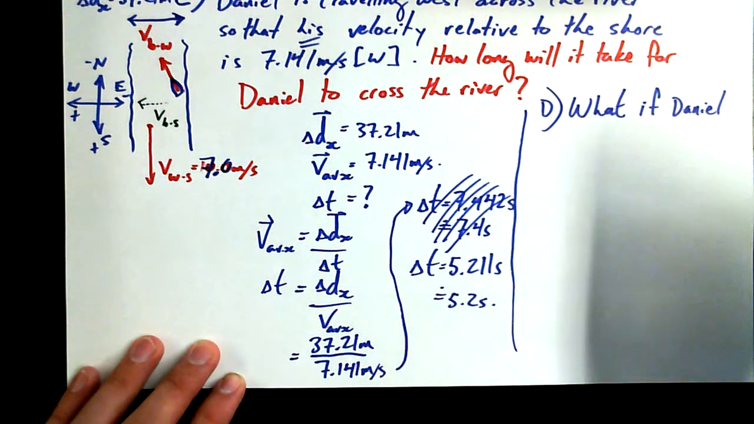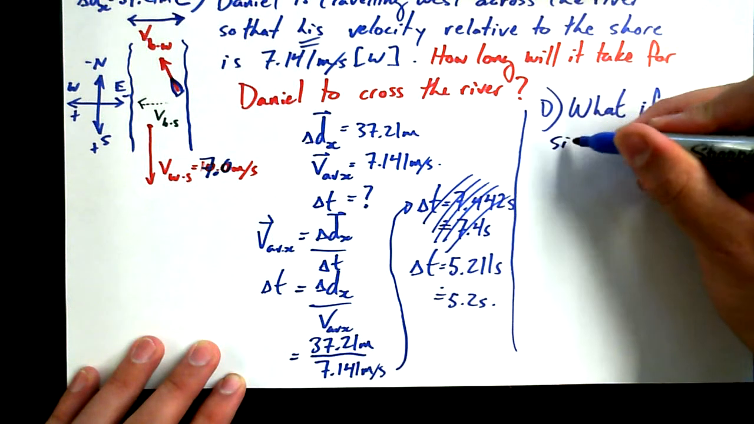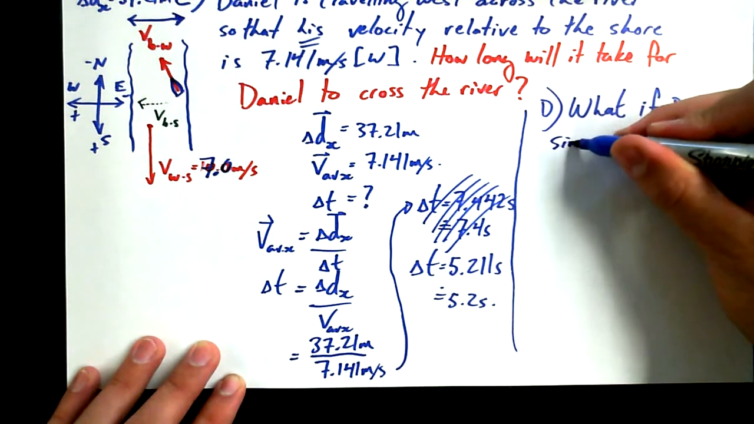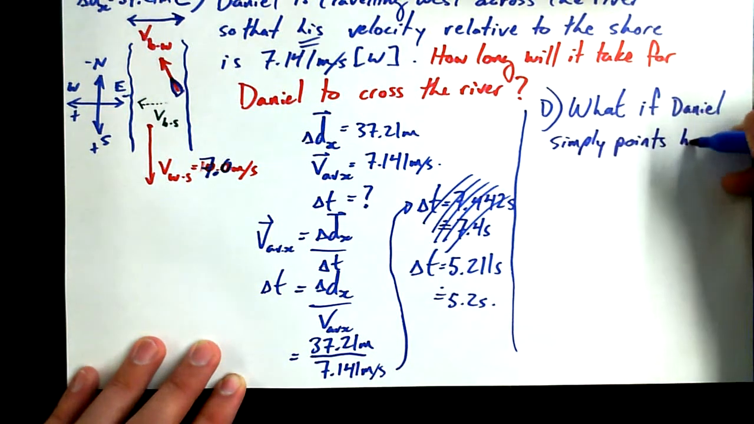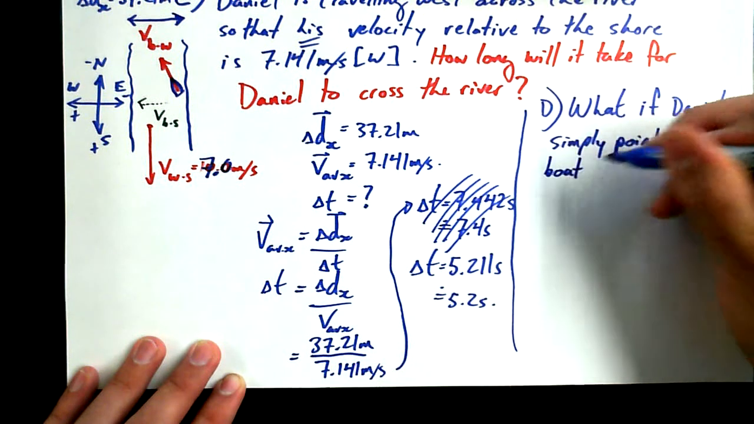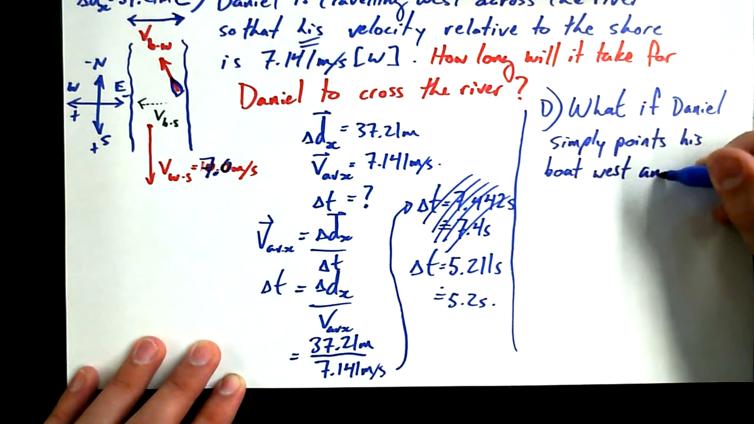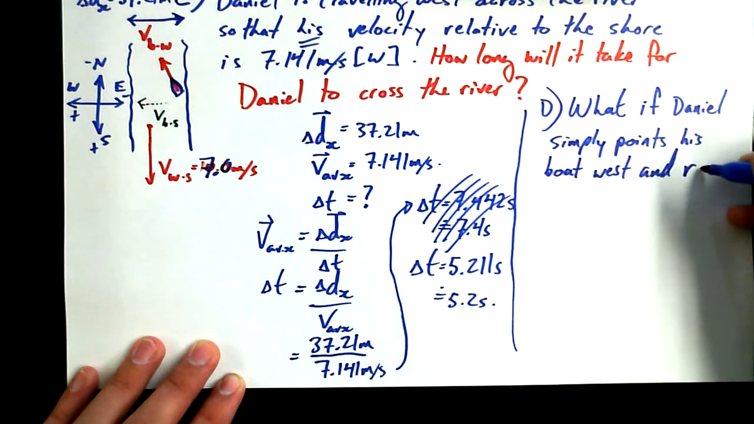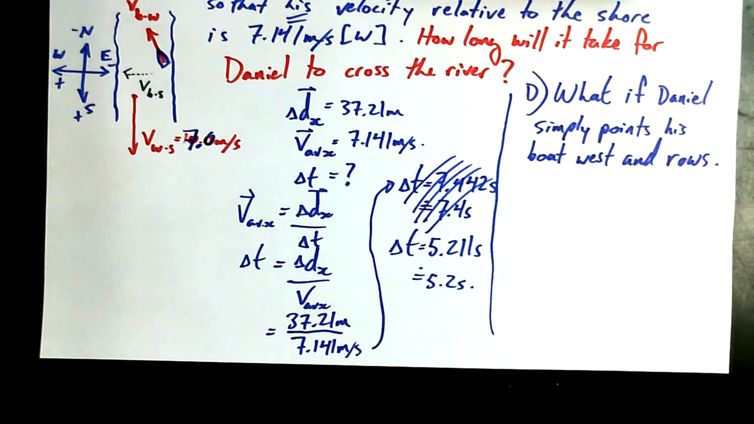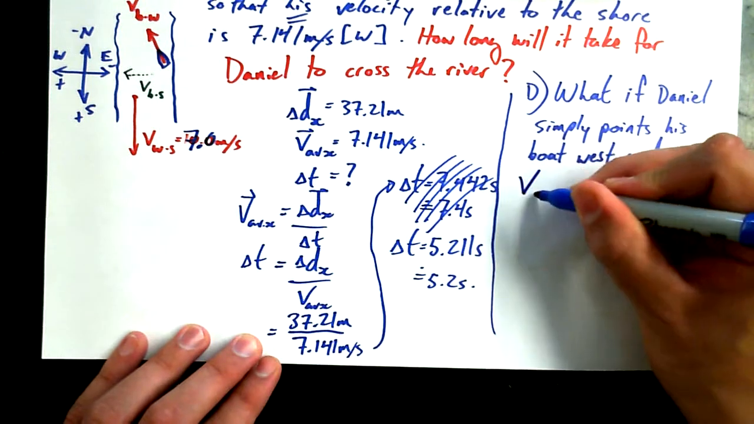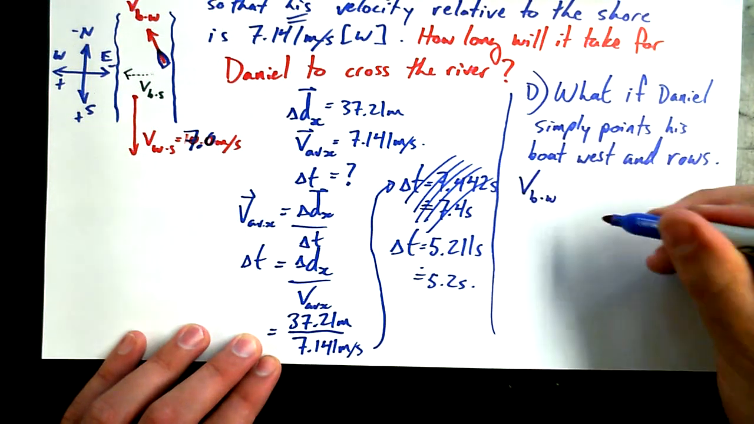There's E parts, but D and E are fairly short ones. What if Daniel simply points his boat west and rows? We said that Daniel was capable of rowing his boat at 10 meters per second. So the velocity of the boat with respect to the water is 10 meters per second.